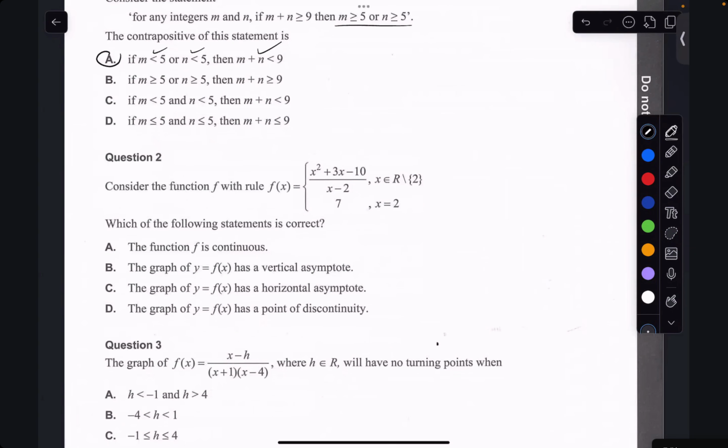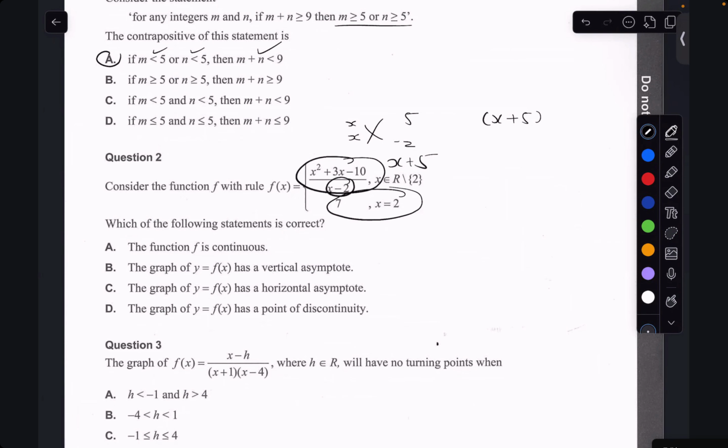Consider the function with that rule. Which of the following statements is correct? Function is continuous, so it depends. If this approaches infinity, probably not, but let's see. So x plus 5, x minus 2, and the negative would go over here. So it'll be x plus 5, x minus 2, and you'll see the x minus 2's cancel. So this is just the line x plus 5, but it's just not continuous at negative 2, but you end up filling it in with the same value that it was at 2. So it is continuous.